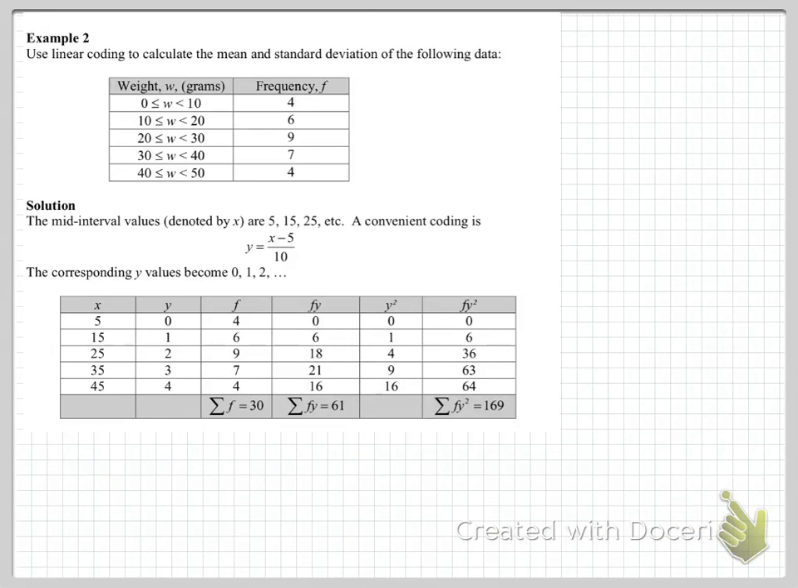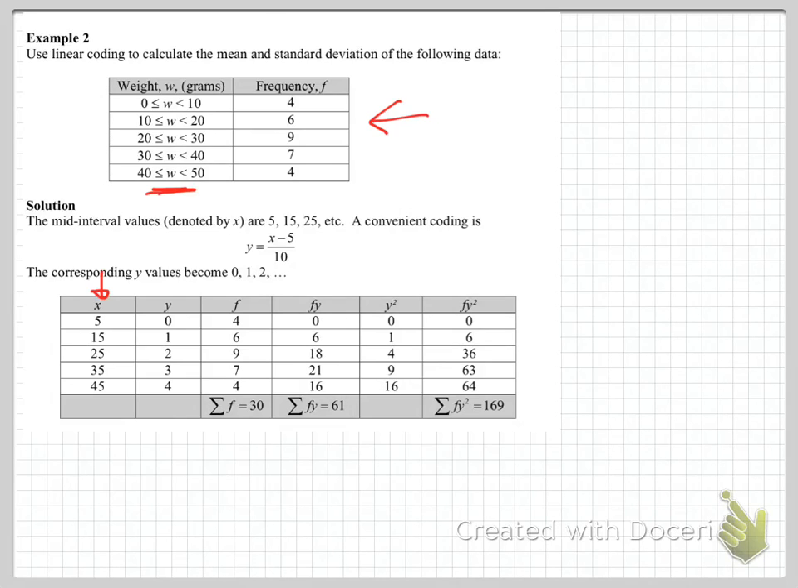Right, let's look at an example that involves some class width and a frequency distribution, and what we're going to do is use linear coding to work out the mean and standard deviation. So with an example like this, since it's a frequency distribution, we'll have a formula for our standard deviation and mean. For that we'll need some midpoints, so we'll take the midpoints of the class intervals here, and we generate these points x. Now the whole point of coding is to simplify large numbers.